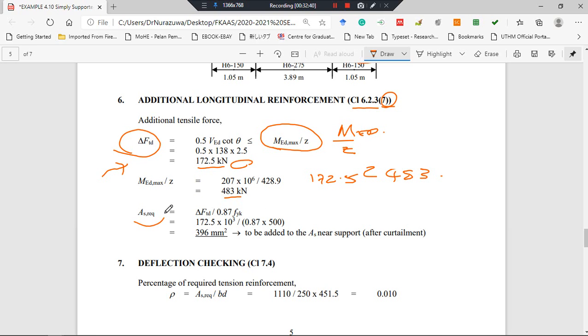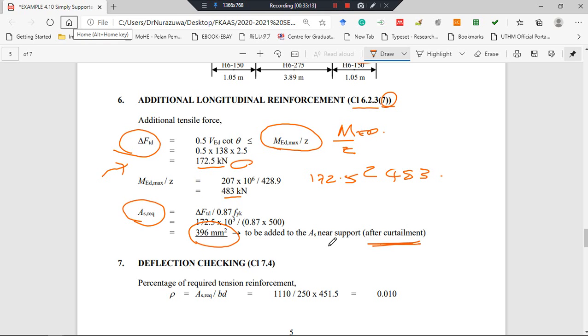Thus we provide this additional longitudinal reinforcement. The additional area we provide is about 396 millimeter square, to be added to the AS near support after curtailment, after the steel cutting, in our arrangement in the detailing.